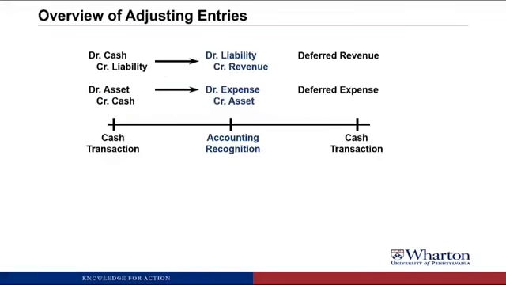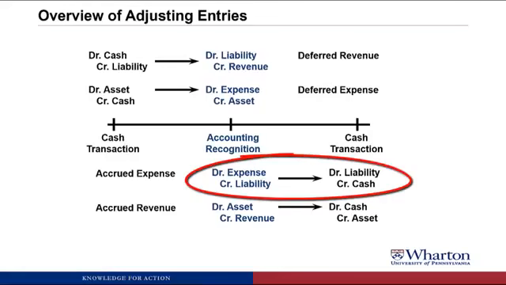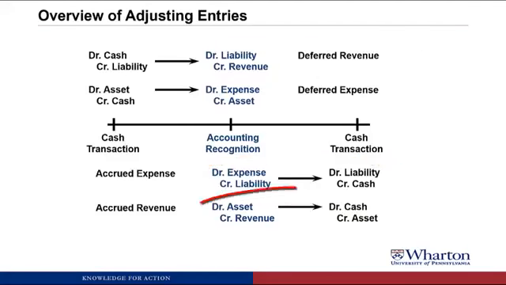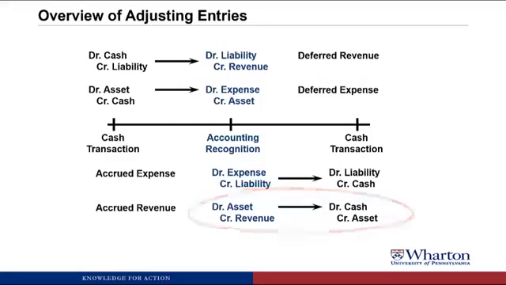bridge the gap. For accrued expenses and accrued revenue, now the expense and revenue recognition is happening before the cash transaction. If we have to recognize an expense before we pay cash, we need a liability to bridge the gap, and that liability is going to be a payable. If we book revenue before we receive cash, then we need an asset to bridge the gap, and that asset is going to be a receivable. So all of the adjusting entries that we talk about are going to fit into one of these 4 categories.